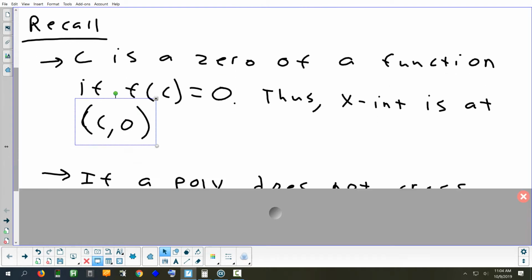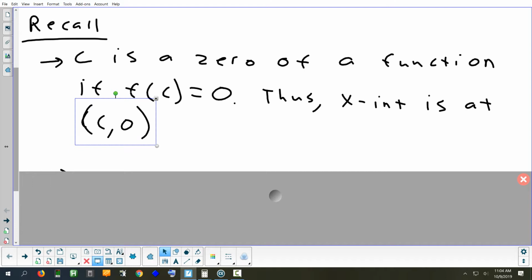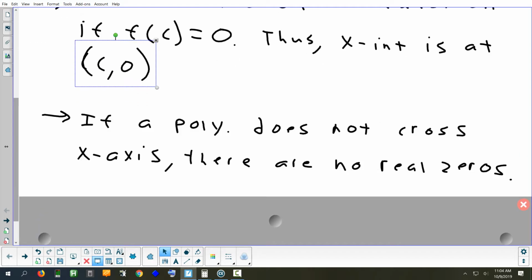So now, what if you had a graph that doesn't cross the x-axis? What do you think that would mean in terms of real roots? There are none. Right? We looked at one like that in the homework. So, if you have a polynomial that does not cross the x-axis, there are no real roots. Doesn't mean there's no roots, period. Every problem has roots. It's just, sometimes they're real, sometimes they're imaginary.